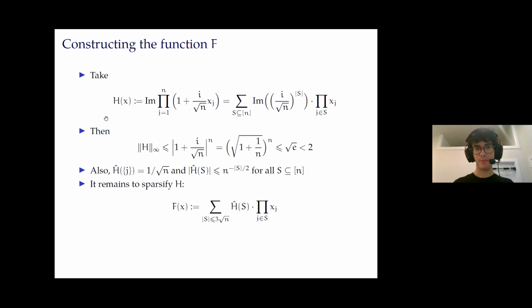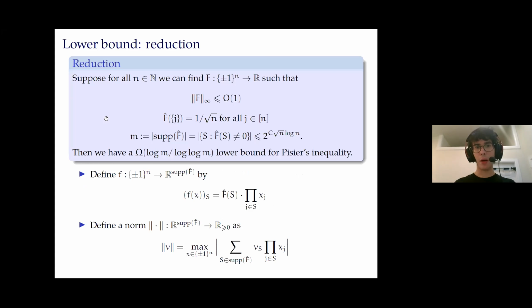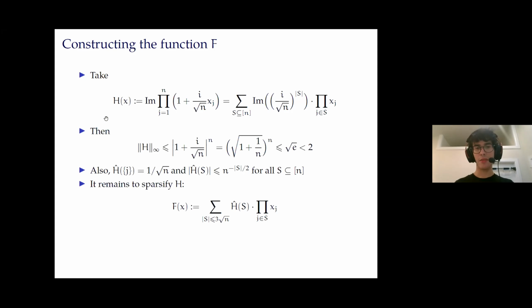And is that all we needed? Yes, so there are these three properties. The first is that the L infinity norm is bounded by a constant. The linear term is 1 over square root n, and also since it's sparsified, we've ignored the higher order terms. The support is small.